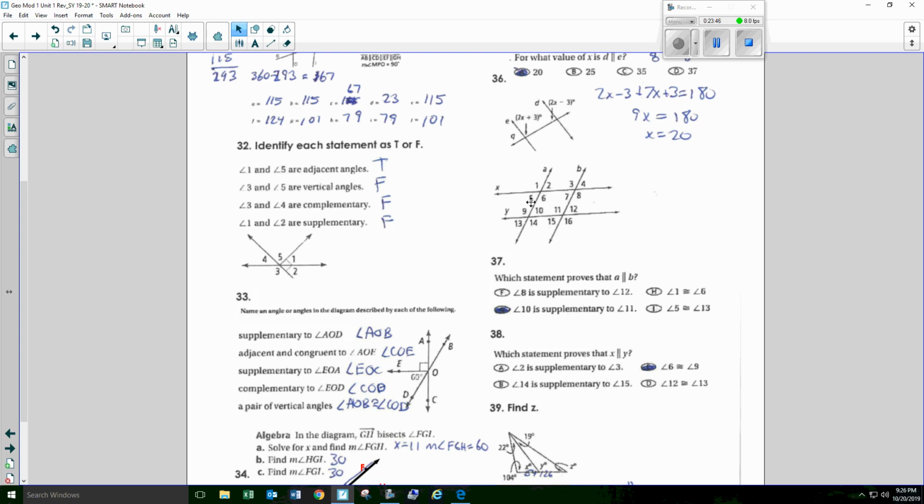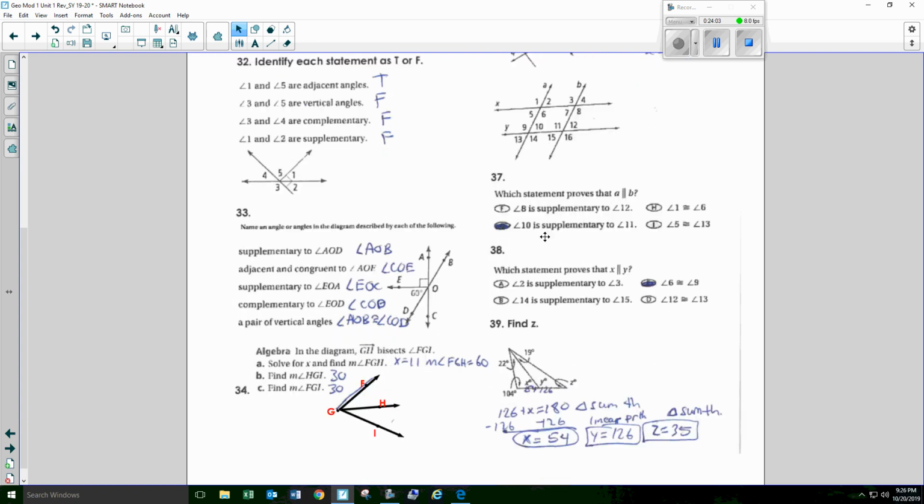5 and 13 are touching both the X and Y, not the A and B. 10 and 11, they're both touching lines A and B. And those are same side interior angles. So if these were supplementary, they would be congruent by the converse of the same side interior angles theorem.